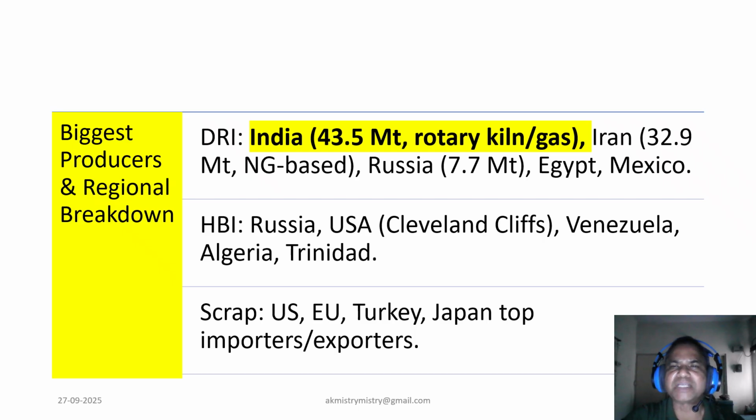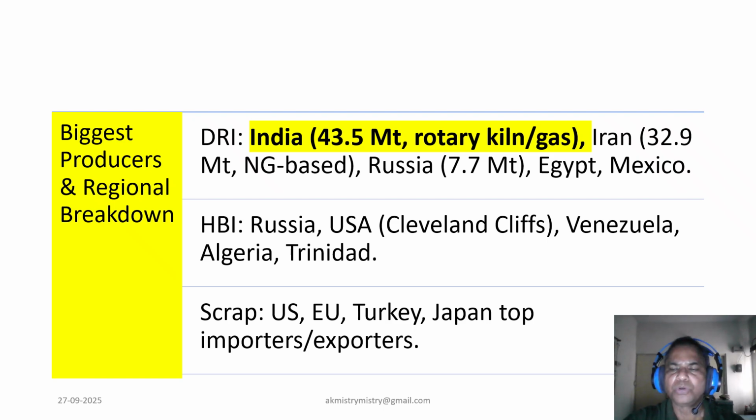Coming to our biggest producers and regional breakdown slide, here we can say that globally India leads DRI production with over 43 million tons. It's a big value, followed by Iran, Russia, Egypt and Mexico. Now HBI production is concentrated in Russia, the USA, Venezuela, and a few MENA countries. For scrap, the US and EU, and particularly Turkey and Japan, remain the biggest importers and exporters. So this shows a clear geographic split between DRI, HBI and scrap dominance.